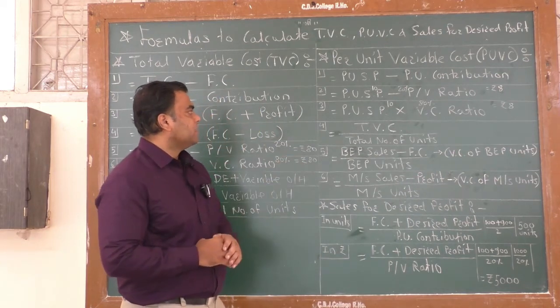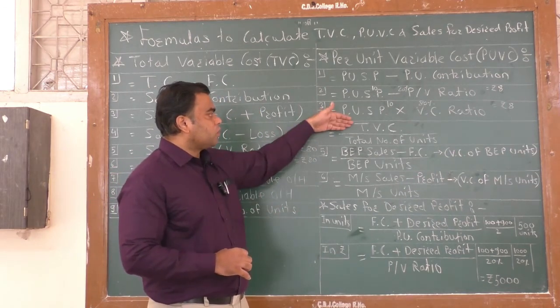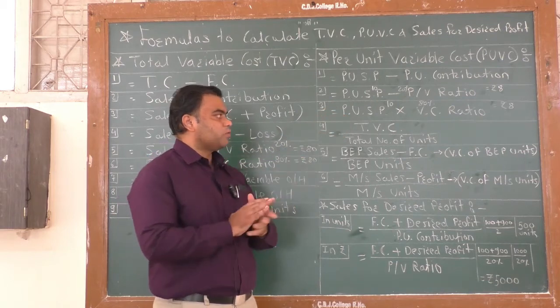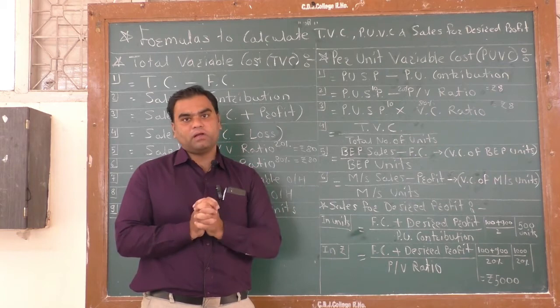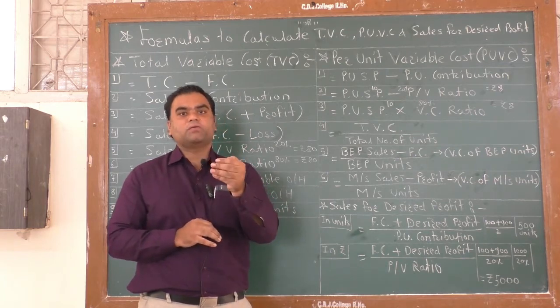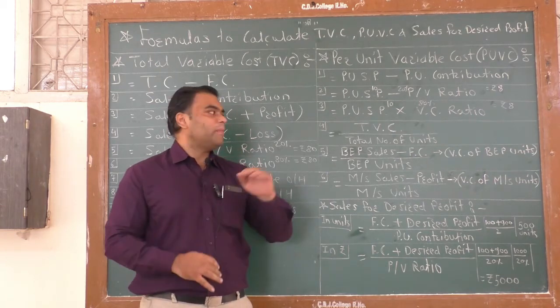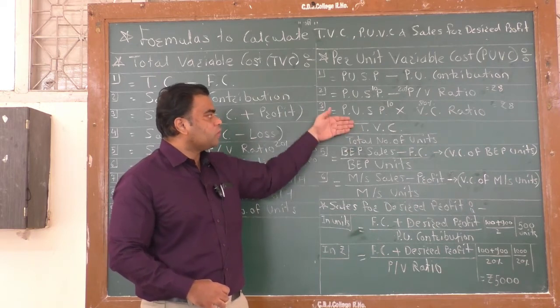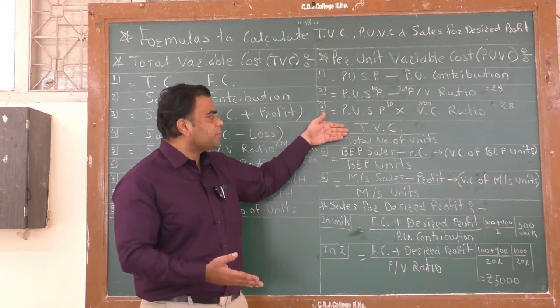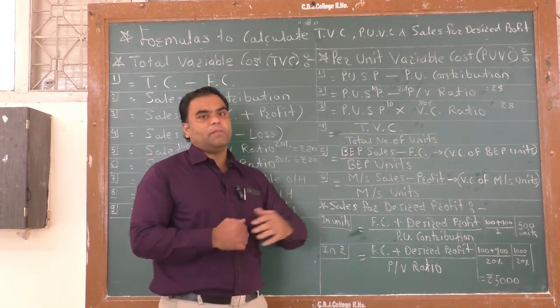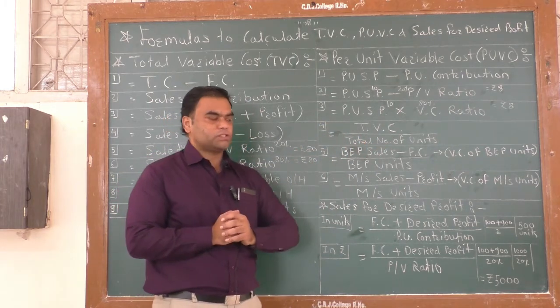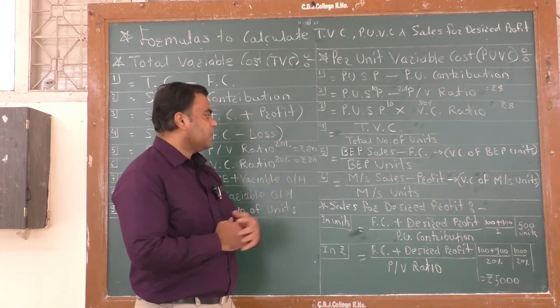Now the next formula is very simple: total variable cost divided by total number of units. If we know the amount of total variable cost, then we can easily find out the per unit variable cost by applying this formula. Divide the total variable cost by the total number of units, and you will get the amount of per unit variable cost. Next, the fifth formula.